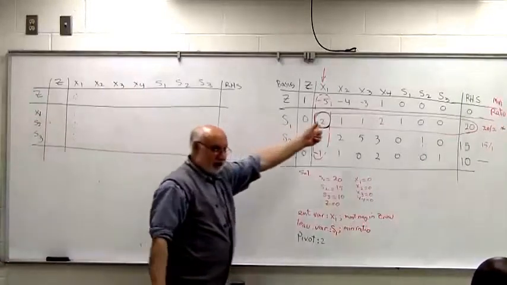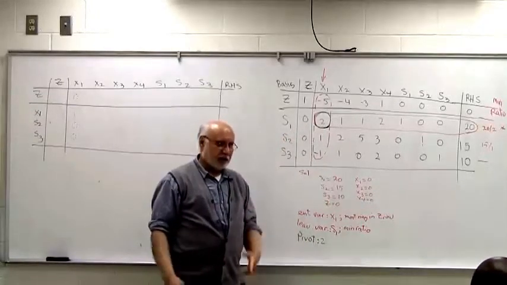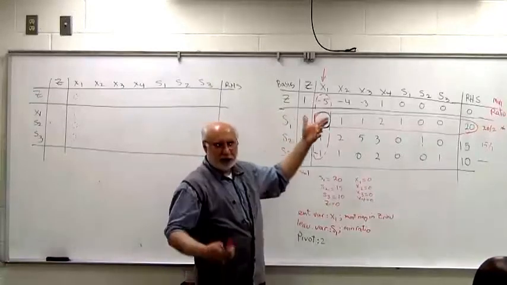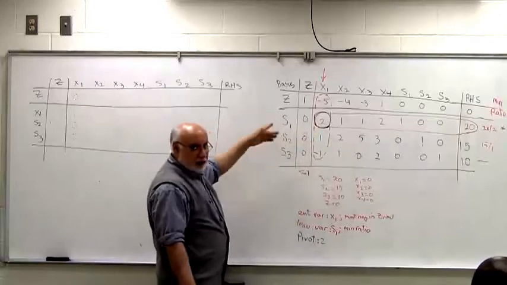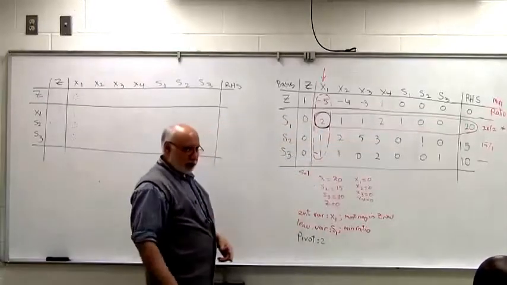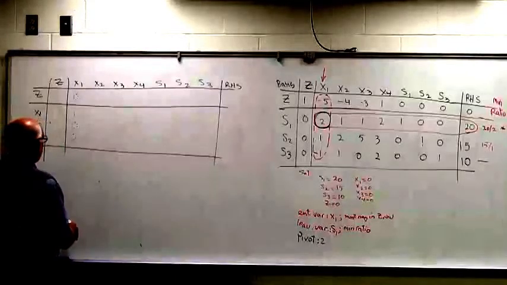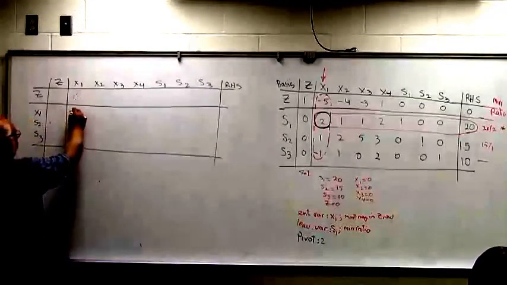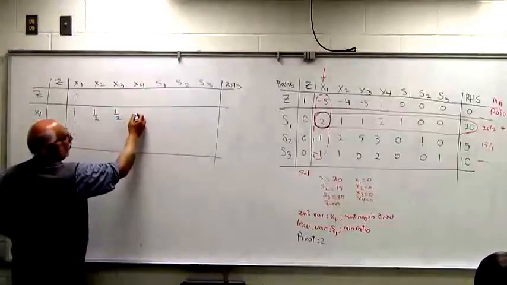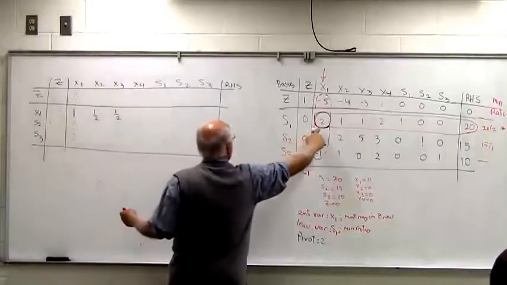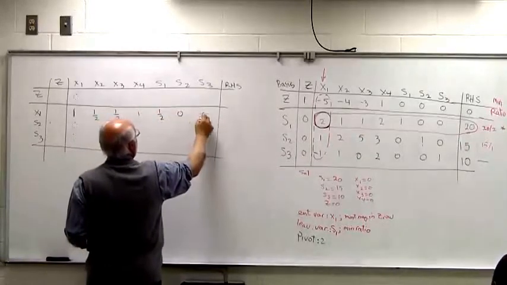Okay, and you start from the pivot. And you say, how would I get that pivot to be 1? I multiply everything by 1 over the pivot. Pivot is 2. To make that 1, I multiply that whole row by 1/2. And I would write it in here. Okay? Multiply that by 1/2. I would get 1, 1/2, 1/2, 1, 1/2, 0, 0, and 10.